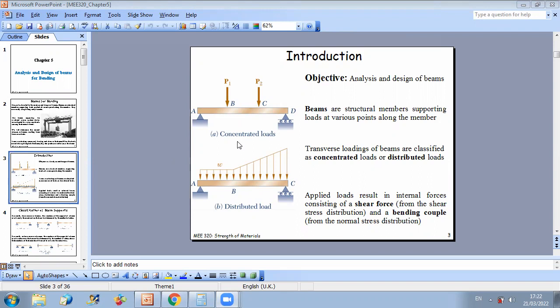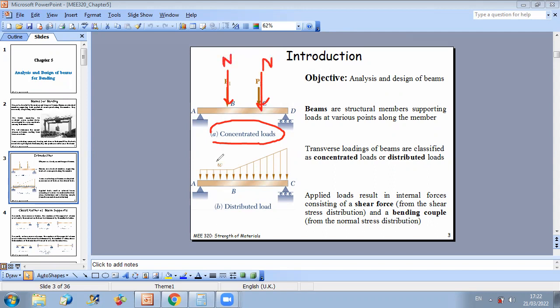Now, we know that beams are structural members supporting loads at various points along the member, and loads can be of different types. You can have concentrated loads. This means that the force is applied at certain points, and you can have distributed loads, which are distributed along the beam. So here the unit will be just Newton.